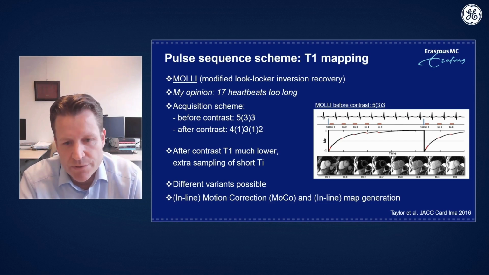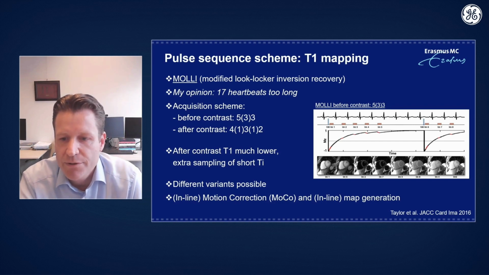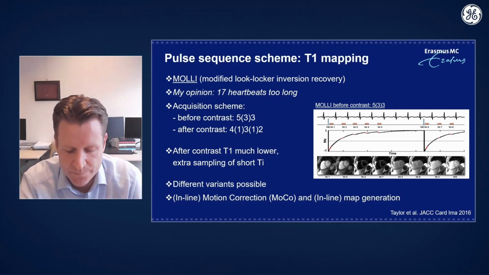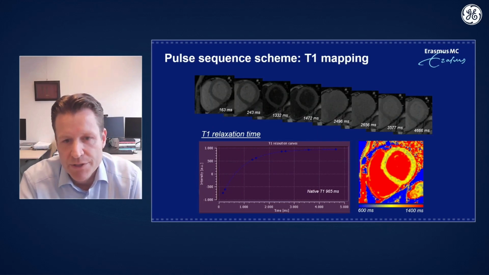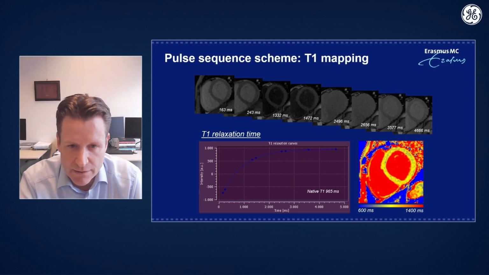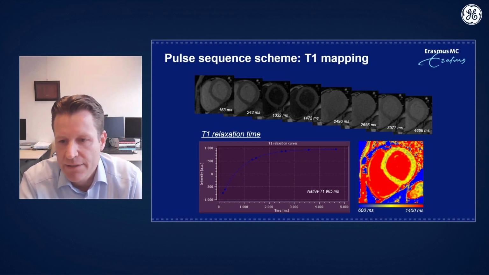Then it's quite important to have motion correction. It can be inline, and also the map generation can be done on the machine or in different post-processing software. So this is how it looks. Then you have all the images. They can be sorted according to the inversion time, so you can plot the relaxation times and you get the maps.